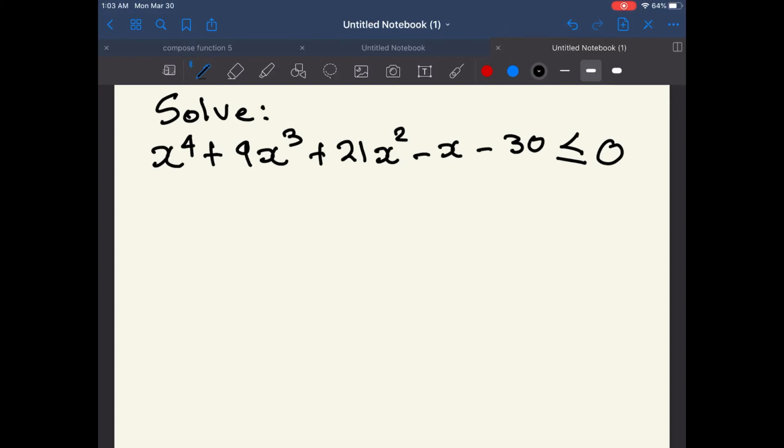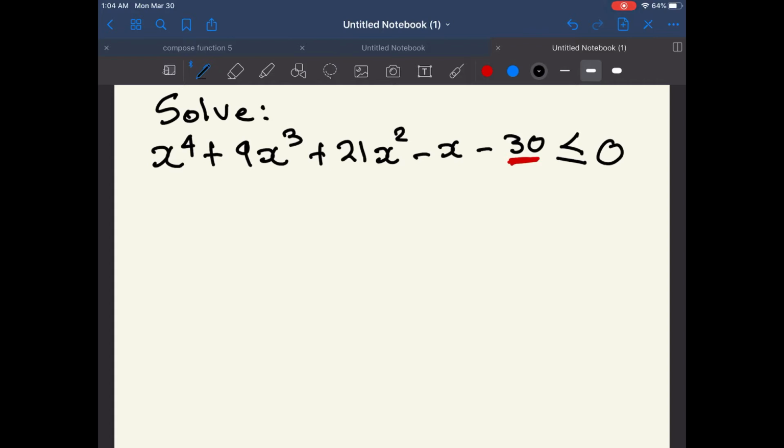The first step to solve the polynomial inequality is to find the factors of the independent number. Find all possible factors of 30. And when I have the possible factors of 30, using synthetic division, I'm going to find the factors of this polynomial to create a table to solve the polynomial inequality.